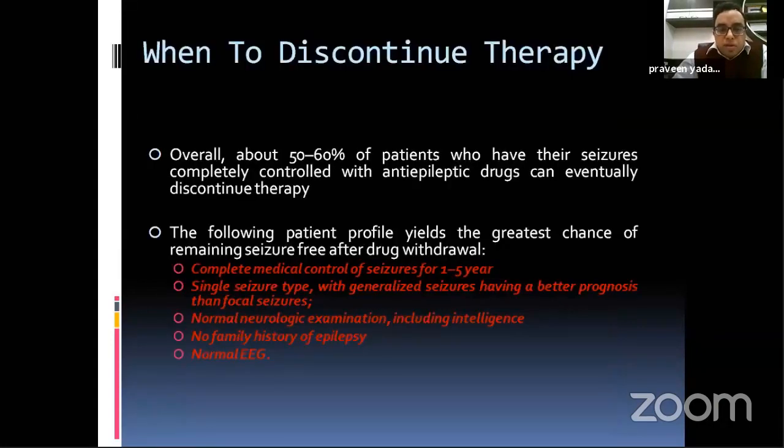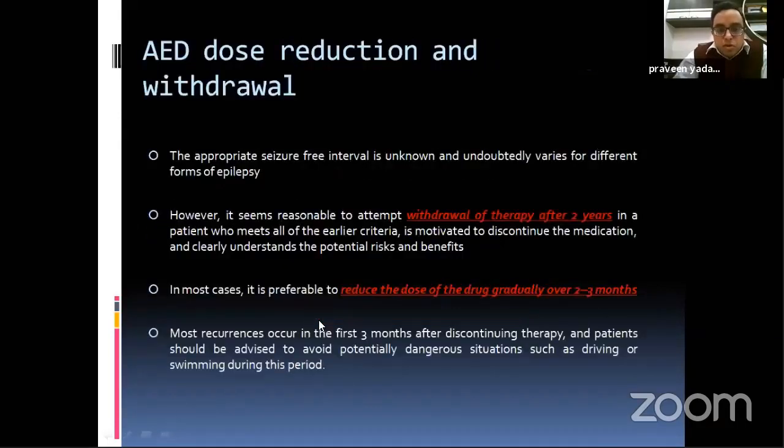illnesses. Now coming to the crucial question, when should we discontinue the medication? There is no specific rule for discontinuing the medication. There should be seizure control at least for 1 to 5 years. This is a range, and there should be a normal neurological examination, no mental retardation, no family history of epilepsy, and a normal EEG. So these are the basic things which should be considered.